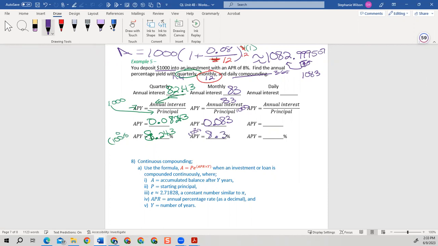The next one says, okay, it's daily. So let's do it daily. Let me erase some of this because it's kind of messy looking. So if we're doing it daily, that's 365 days in the year. So this changes right here. This changes, and we're still multiplying by 1. So let's type that in our calculator.